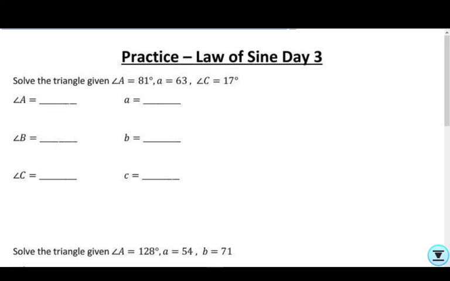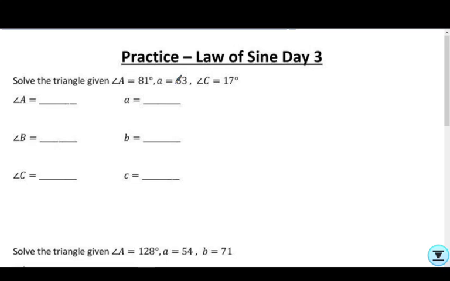Okay, so we're practicing the law of sines today. Yesterday we talked about the ambiguous case. So the first thing I need to do whenever I'm looking at these problems is ask, am I dealing with the ambiguous case of law of sines? In this case, they've given me two angles and a side length. So this is not a law of sines problem.